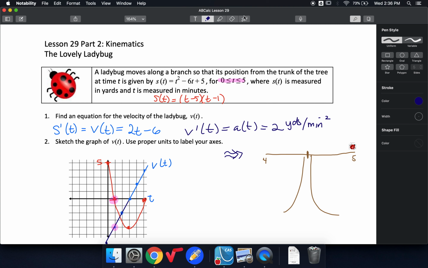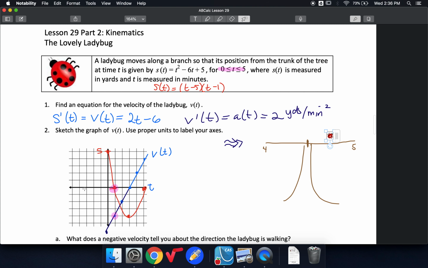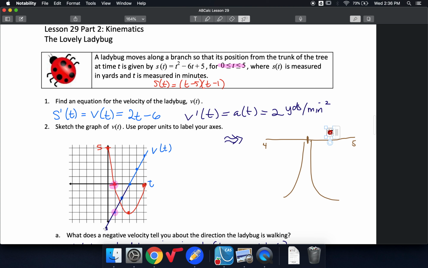So this ladybug is starting by walking this direction. And she's going at a pretty quick speed. That's when she's going 6 yards per second. But then her speed is decreasing, and that's because she's trying to walk this way, but the wind is trying to push her towards the right. So even though she's walking towards the left, the wind is pushing her.